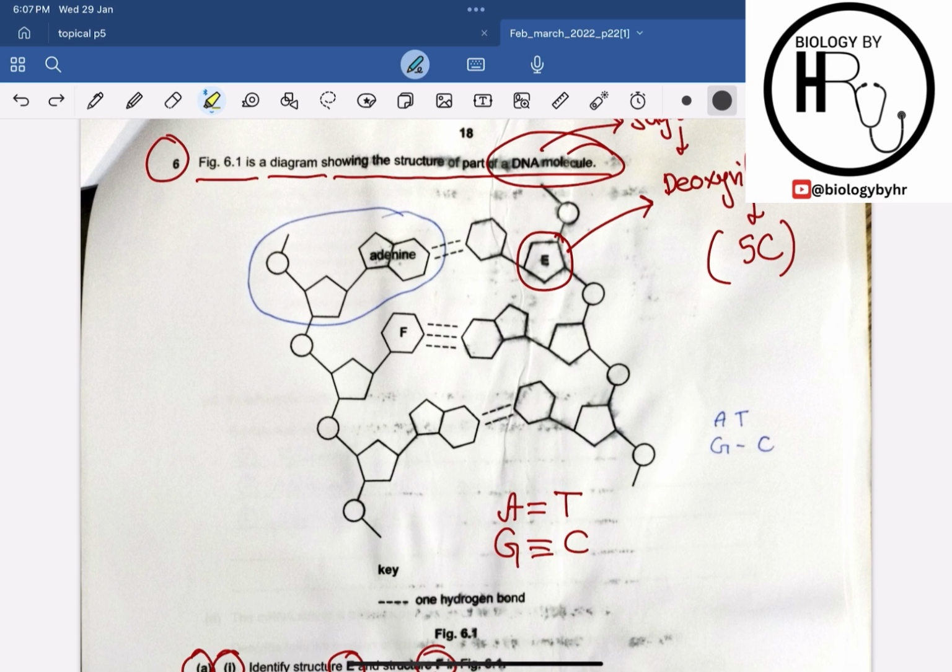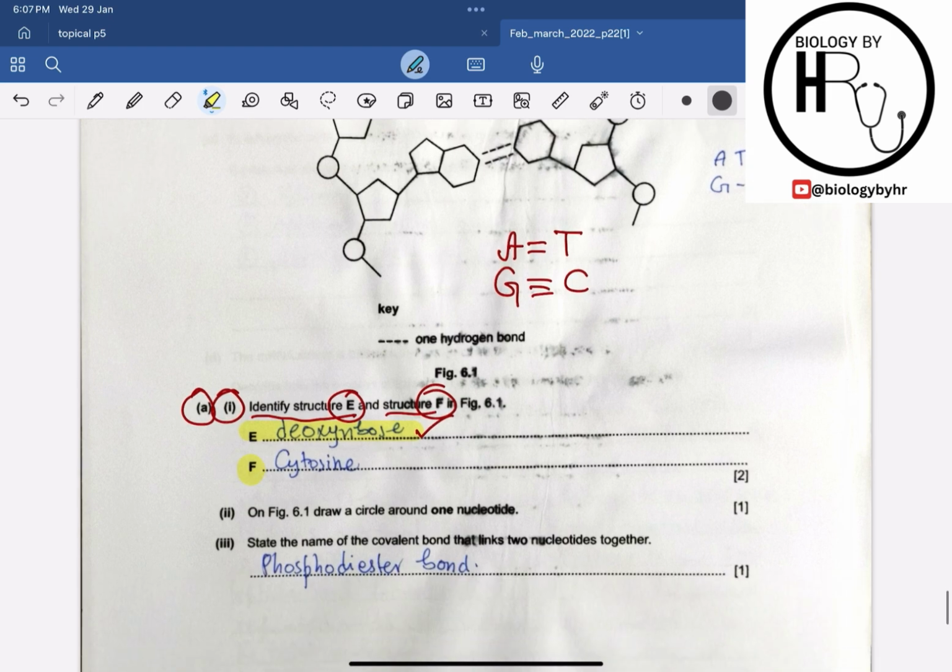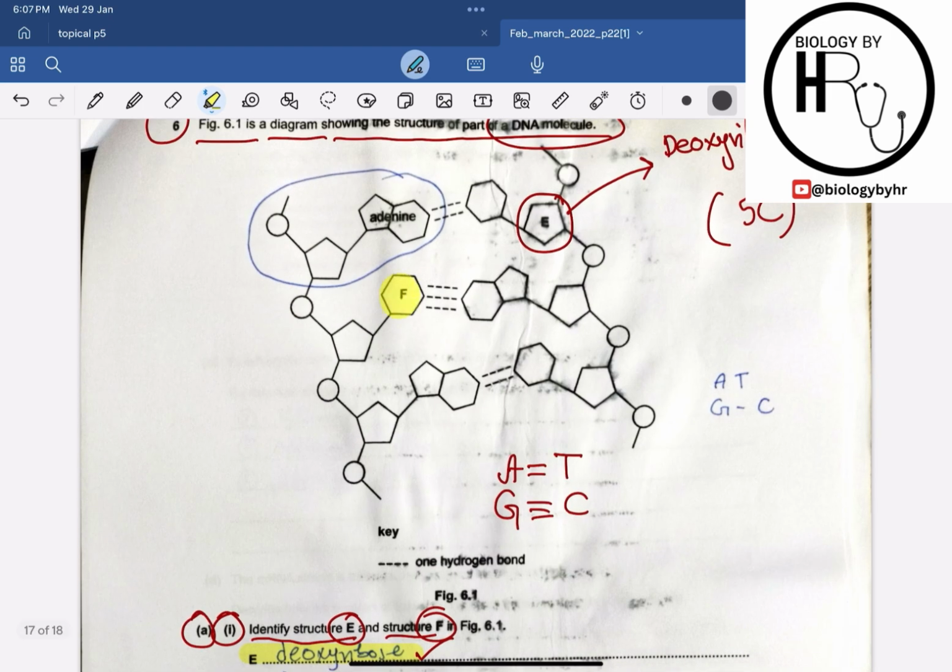Also we have to tell about F, right? So F is over here. So what can this be? It is a single pyramid, it is a double pyramid.